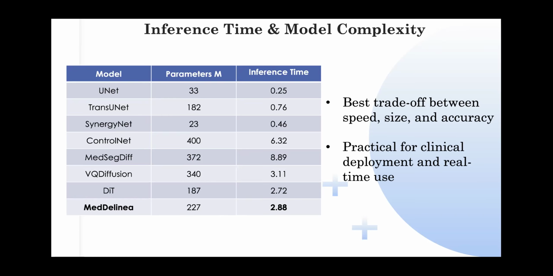Which is more efficient than other diffusion models, for example MedSegDiff, the previous SOTA, which takes nearly 8.89 seconds on a V100. Diffusion takes 3.11 seconds, and our method takes 2.88 seconds in terms of inference time and model complexity. So this is the best trade-off between speed, size, and accuracy, and it can be easily deployable for clinical and real-time use cases as well.